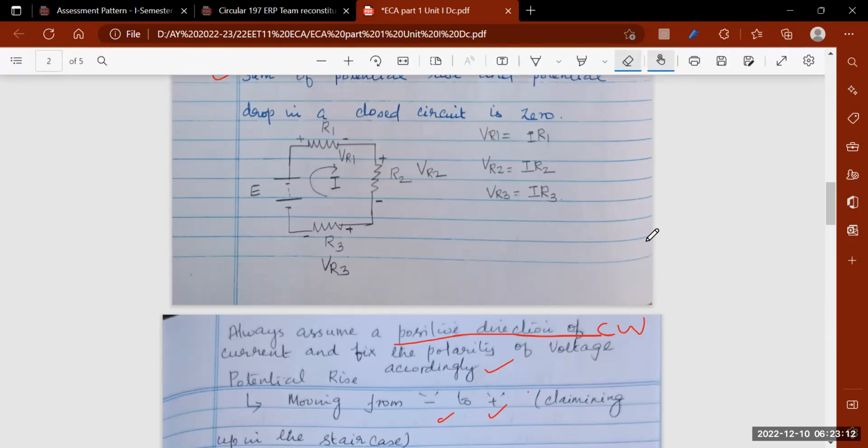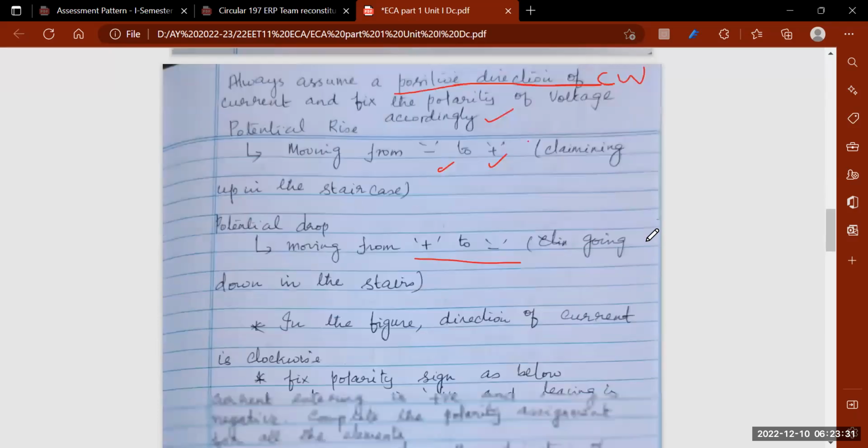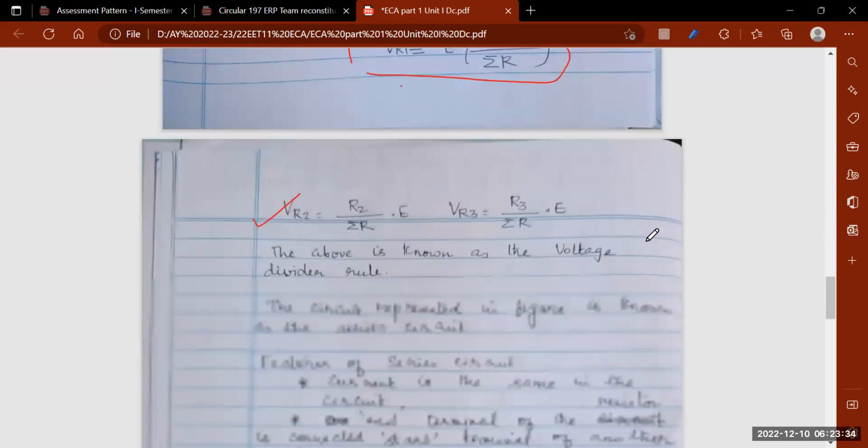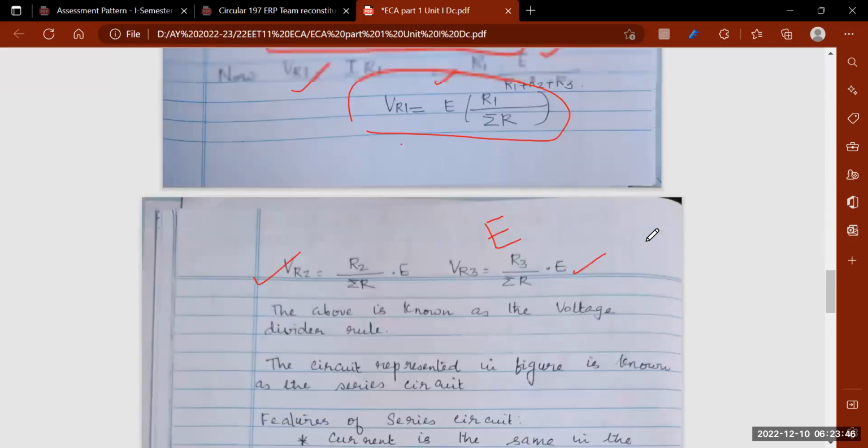Okay. Now what we understand from this, we have an applied voltage of E, and there is a series of resistors R1, R2, R3. Okay. And the applied voltage is shared across these resistors. The voltage is divided across all the three resistors, and therefore this is called the voltage divider rule. So how will you divide the voltage? There is an input voltage of E, and there are three resistors.